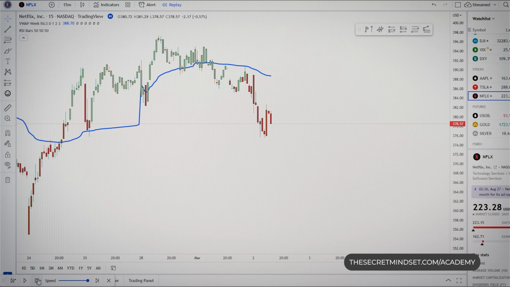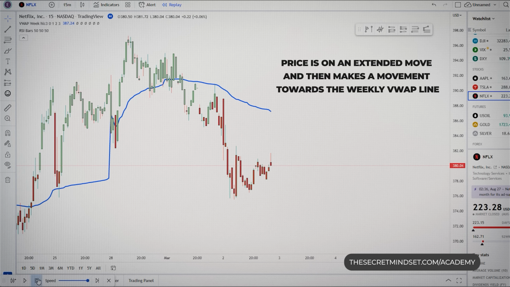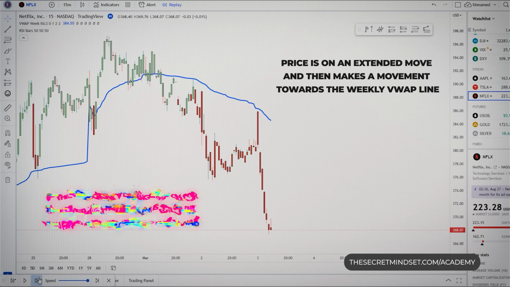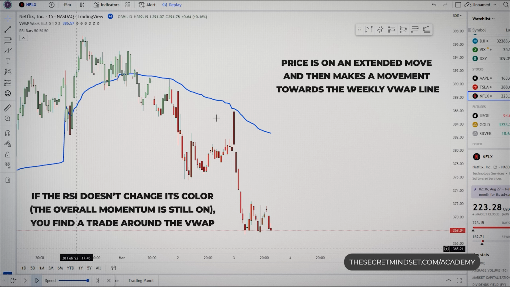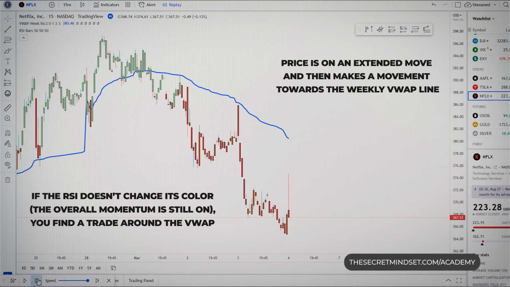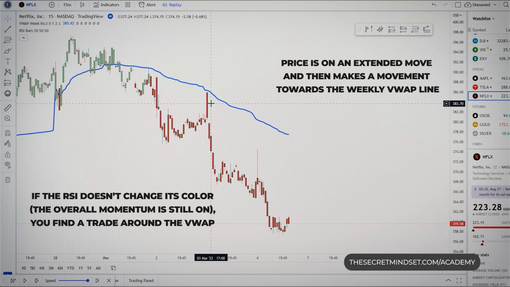The second VWAP entry is the pullback one, when price is on an extended move upward or downward and then makes a movement towards the weekly VWAP line. If the RSI doesn't change its color, meaning the overall momentum is still on, this is a chance to buy or sell at the weekly average price.